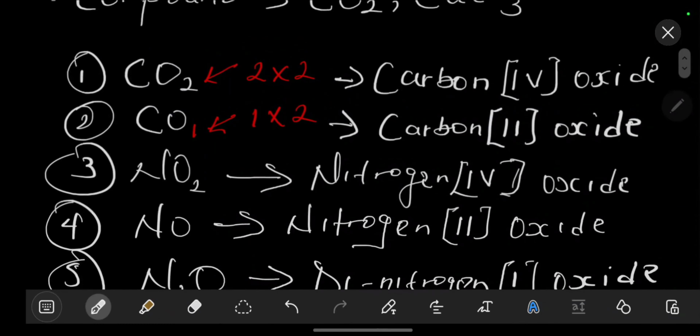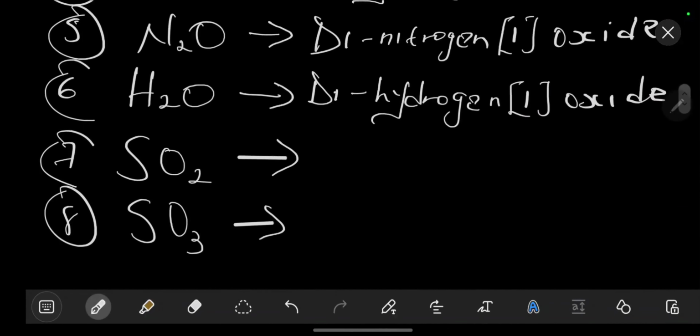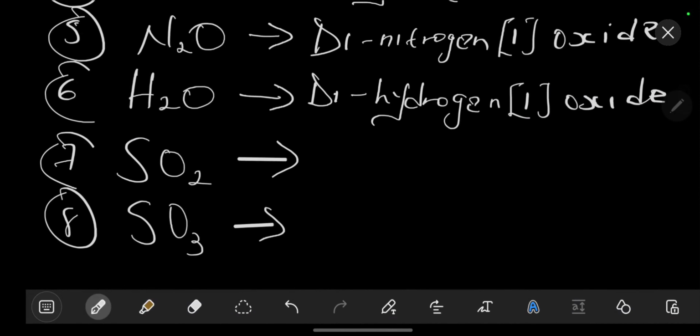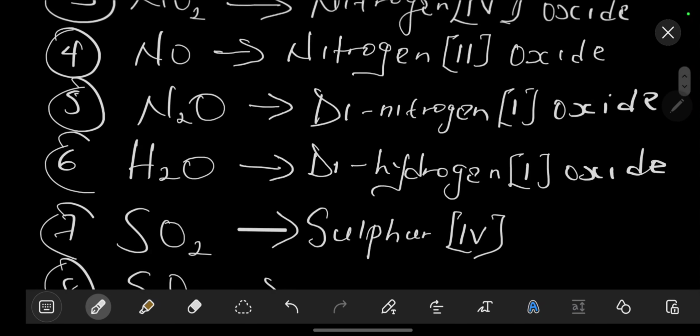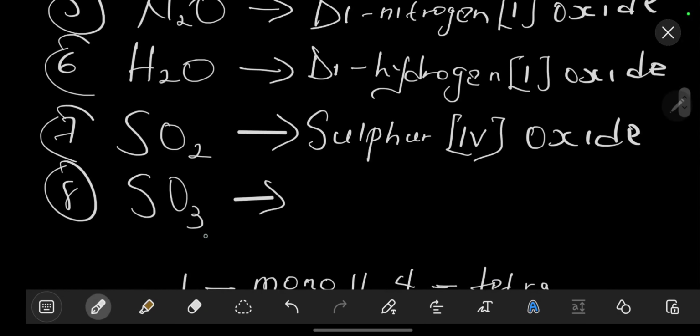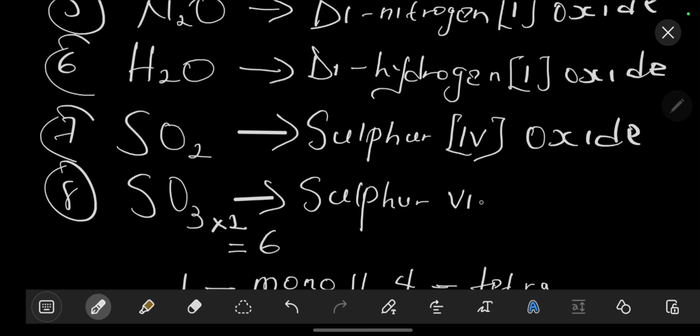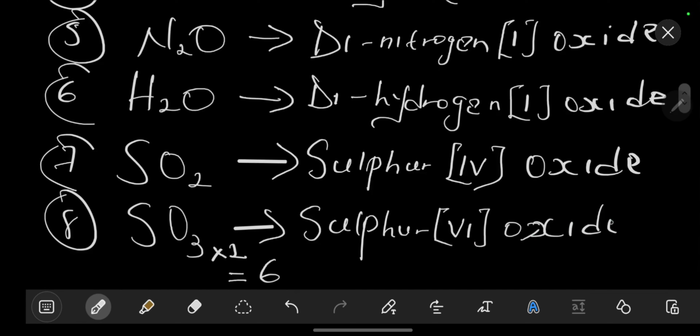Then SO2 and SO3, they're similar to the way we named the first four. See the first four? CO2, CO, NO2, and NO. We're going to name this now. SO2 here, you see there's a 2 attached here, becomes 4, right? Because 2 multiplied by itself gives 4. So we have sulfur. You see that now? Sulfur 4 oxide. And then for the last, there's a 3 here, and we're going to multiply that 3 by 2, and that gives 6. So this becomes sulfur 6 oxide. So you see, it's very easy.